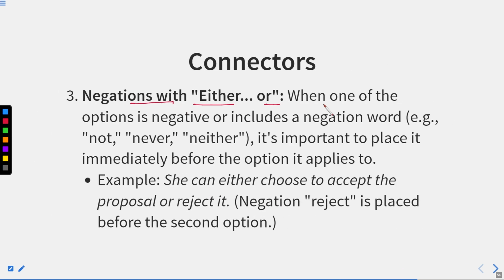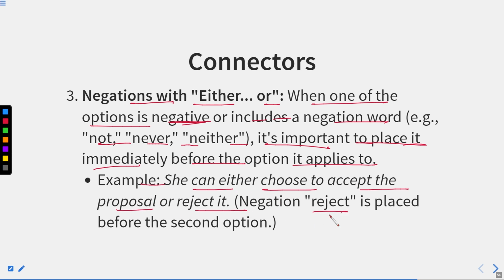Negations with either or. When one of the options is negative or includes a negation word, that is not, never, neither, etc., it is important to place it immediately before the option it applies to. Otherwise, you can use the phrase neither nor. Example: she can either choose to accept the proposal or reject it. The negation, that is reject, is placed before the second option.